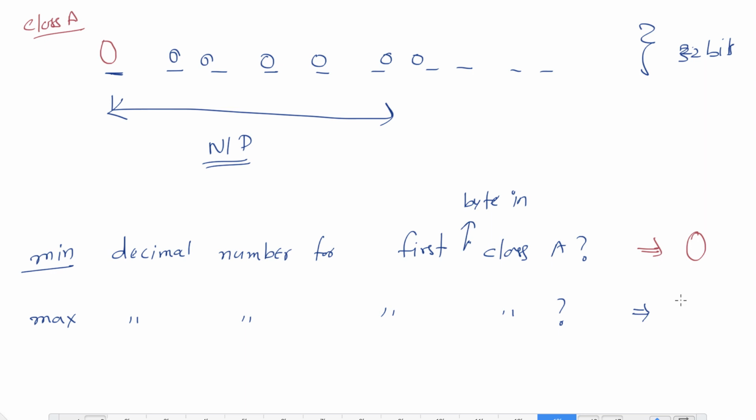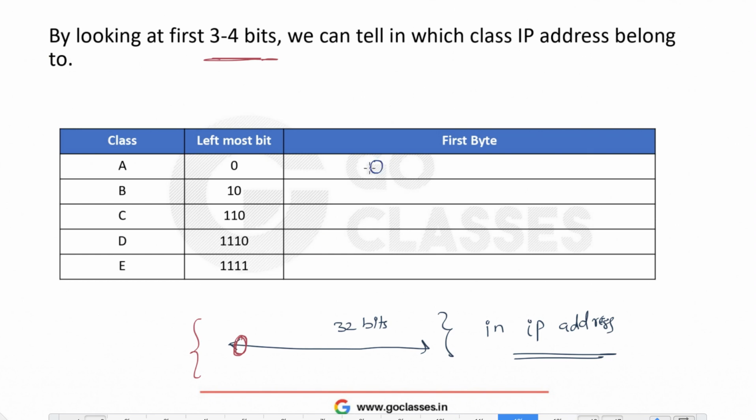This is 127, right? Which means the first byte may range from 0 to 127. I hope you got the idea. So from 0 to 127 you can range in the class A first byte. Similarly, we can find out what will be the range of the first byte in class B, class C, and class D.